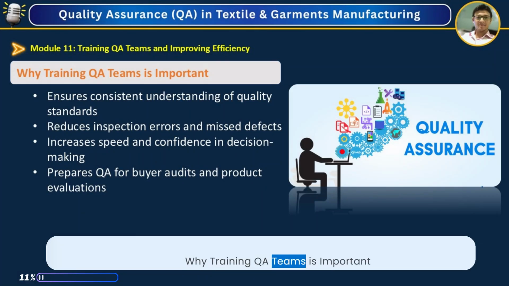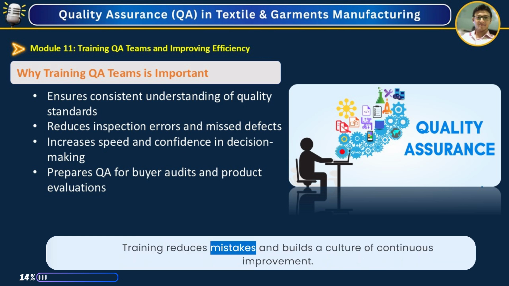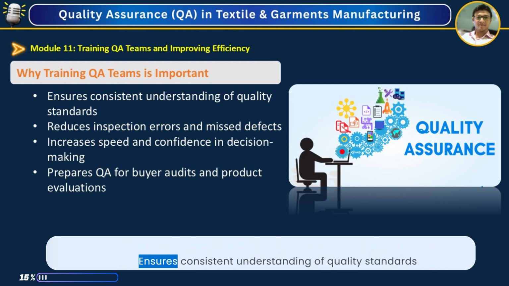Why training QA teams is important. A well-trained QA team is the backbone of any quality system. Training reduces mistakes and builds a culture of continuous improvement. Ensures consistent understanding of quality standards. Reduces inspection errors and missed defects. Increases speed and confidence in decision-making. Prepares QA for buyer audits and product evaluations.